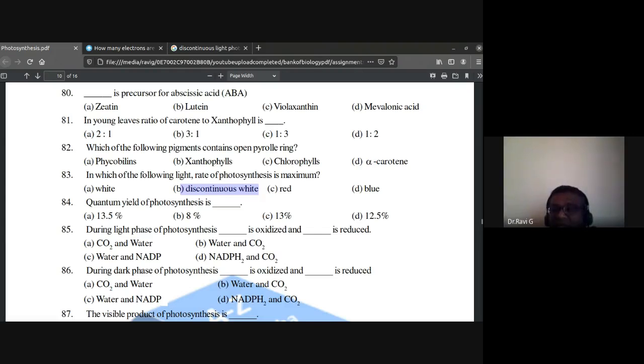So discontinuous white light or intermittent light does not increase the temperature. Hence the rate of photosynthesis is maximum as biochemical reaction favoring conditions are maintained. If the temperature increases, the enzymes will get denatured, which are required for the Calvin cycle. Therefore, with discontinuous white light or intermittent light, photosynthesis is maximum. Okay, so that you can remember. Any other doubts? Any other doubts apart from that?